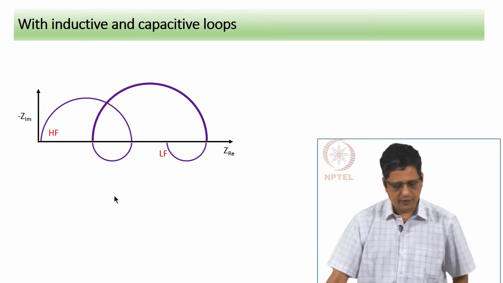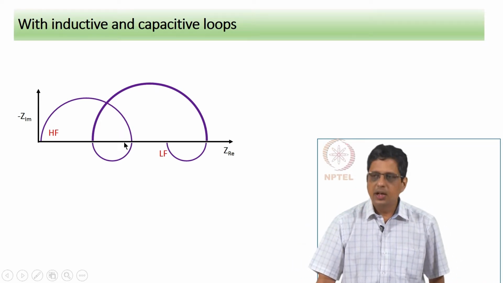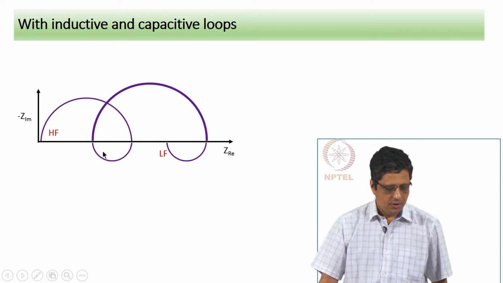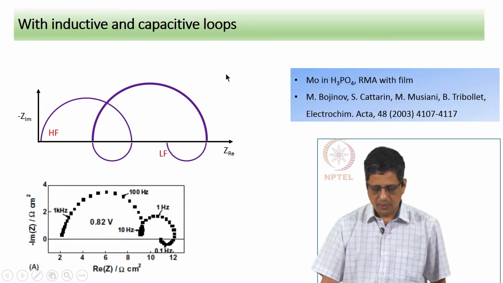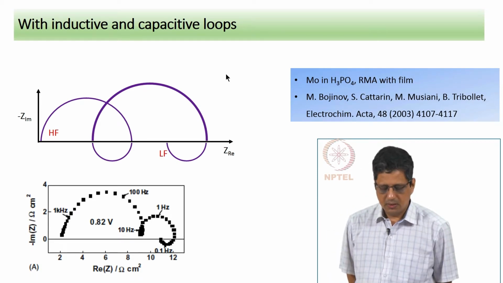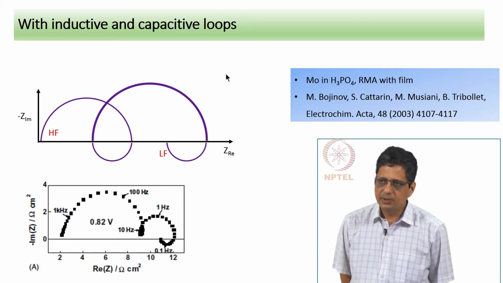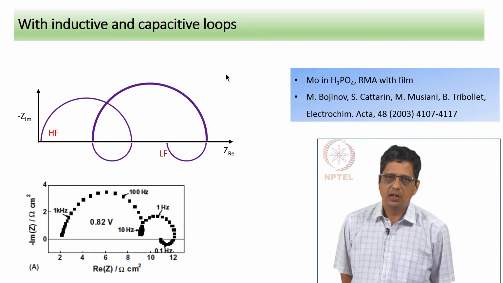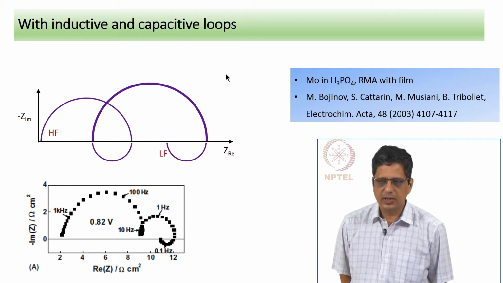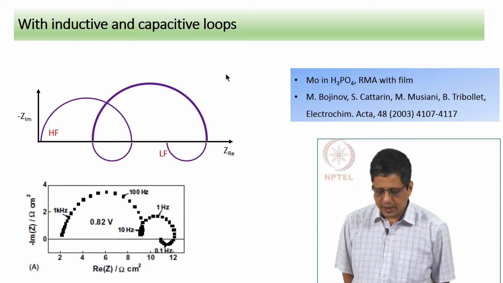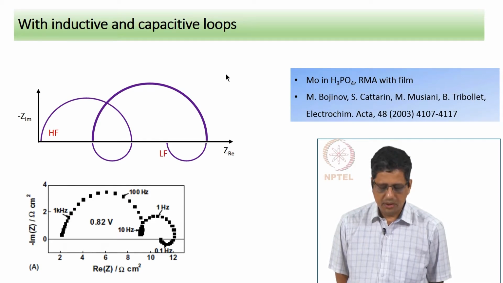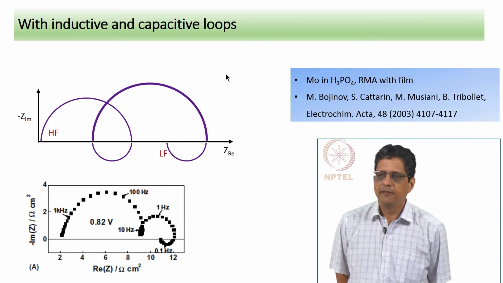A further extension of this: you have a high frequency inductive, high frequency capacitive, mid frequency inductive, followed by a capacitive loop, followed by an inductive loop. And this has been observed for molybdenum dissolving in very high concentration of phosphoric acid. This was published by Professor Boinov et al. in 2003, and this is modeled using a film dissolution occurring through a film.